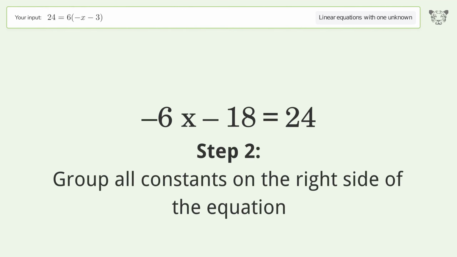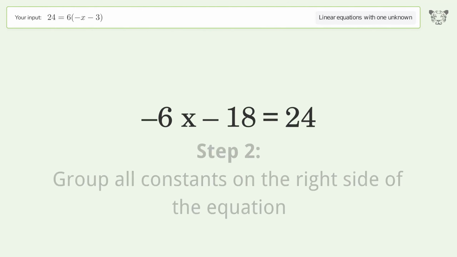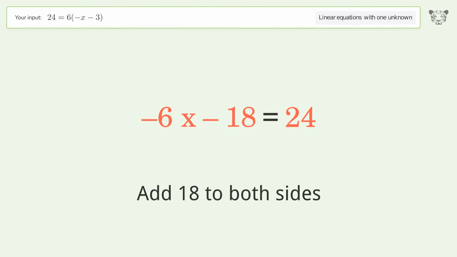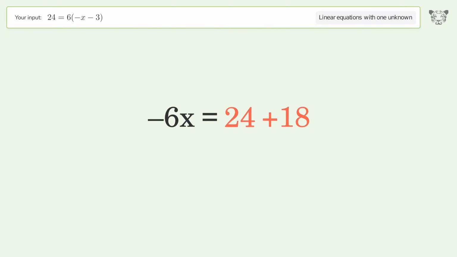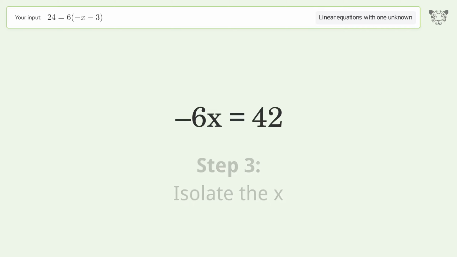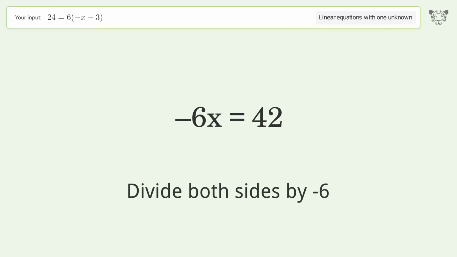Group all constants on the right side of the equation. Add 18 to both sides. Simplify the arithmetic. Isolate the x. Divide both sides by -6.